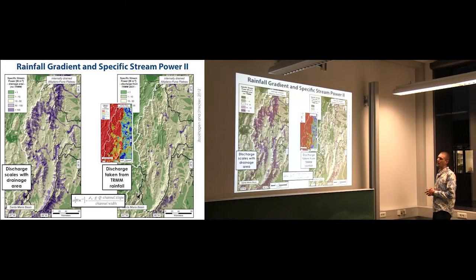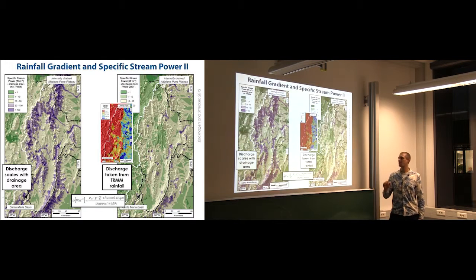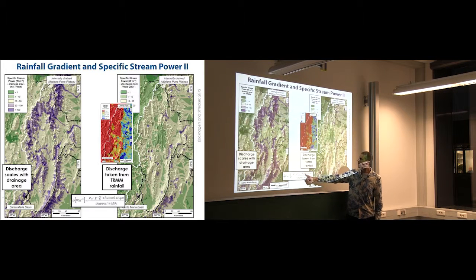We can generate an index which we refer to as a specific stream power, and the specific stream power tells us what is the erosion potential of a stream. And it is taking the steepness, the channel slope, into account. So the steeper it is, the higher the ability to move material, the higher your specific stream power, but also the discharge. And the more water you have, the higher your transport capacity.